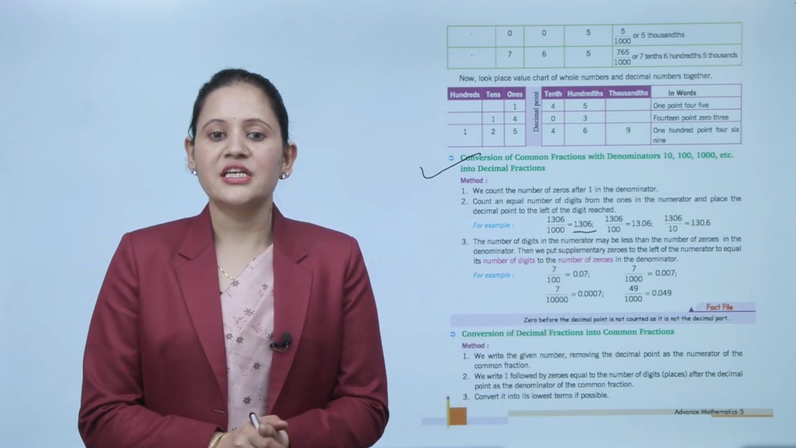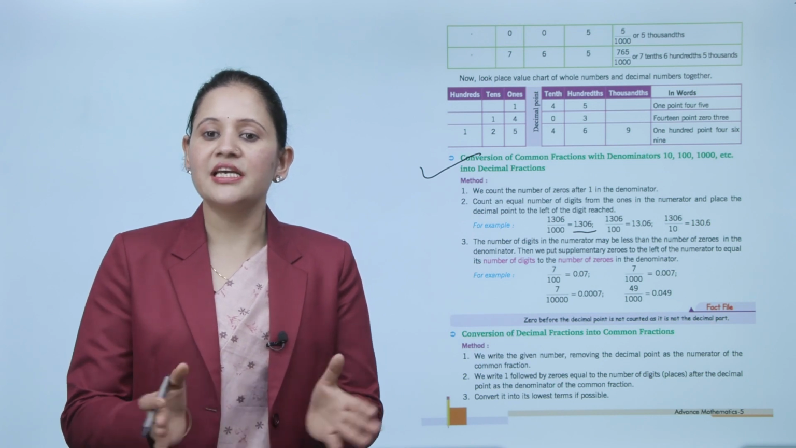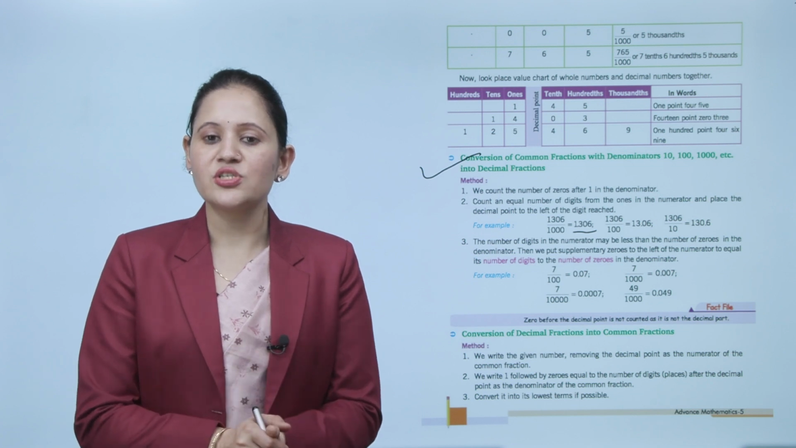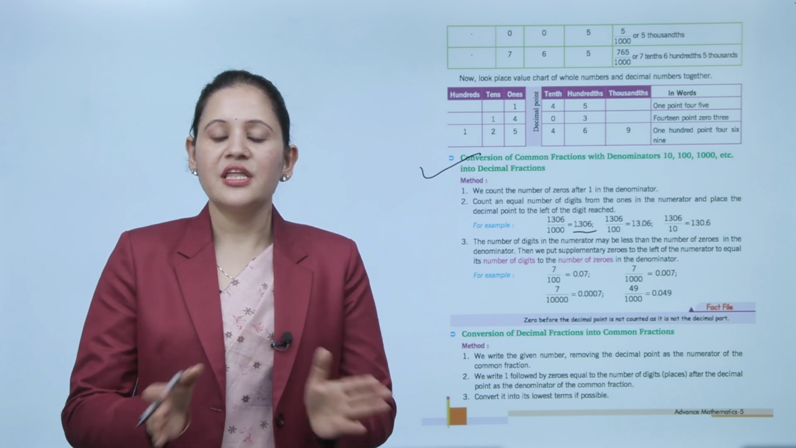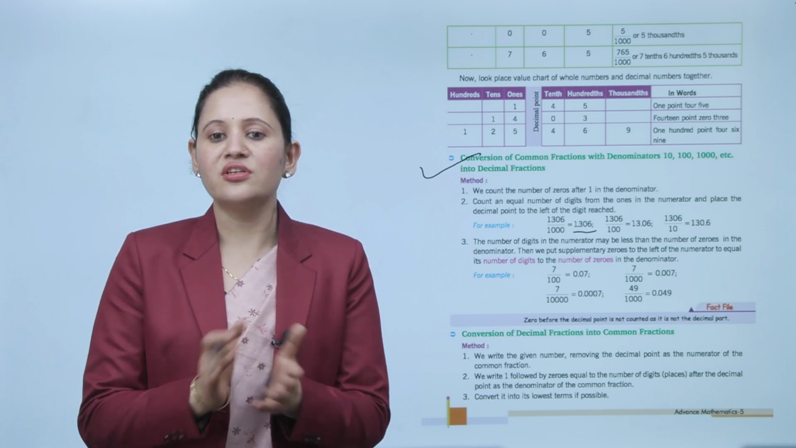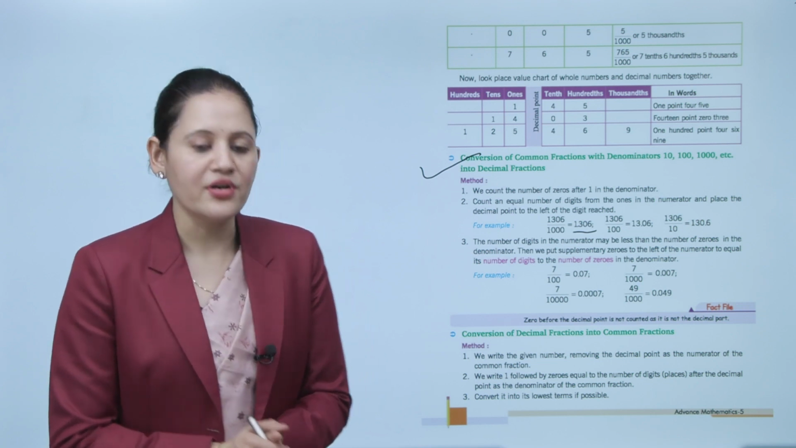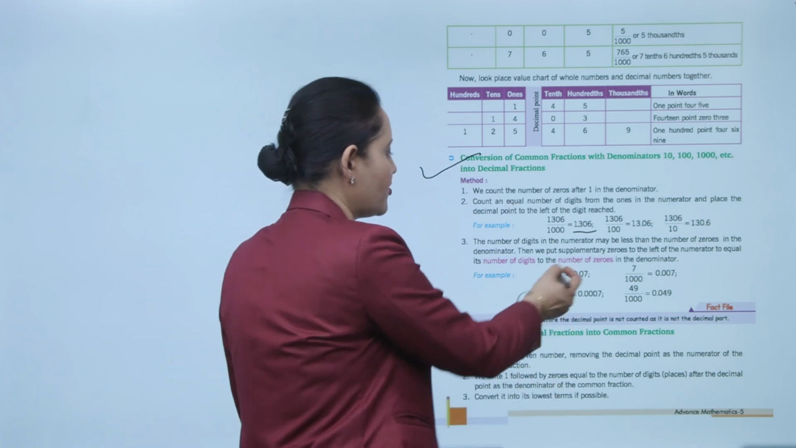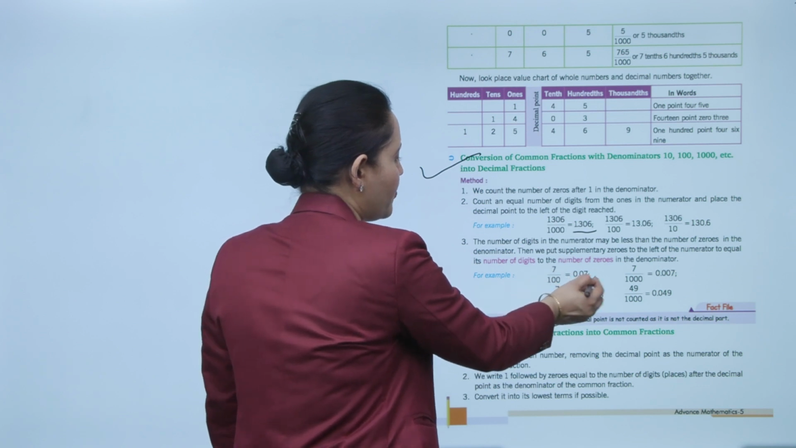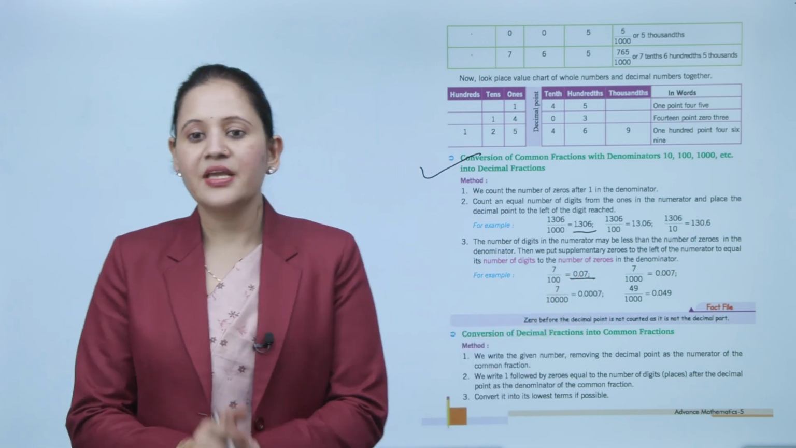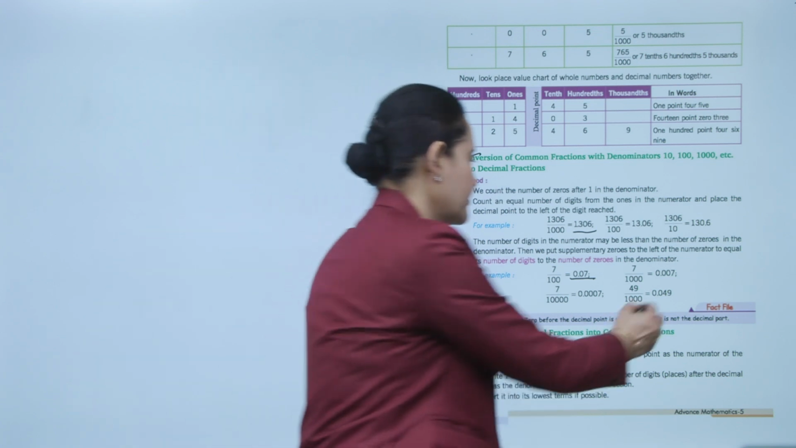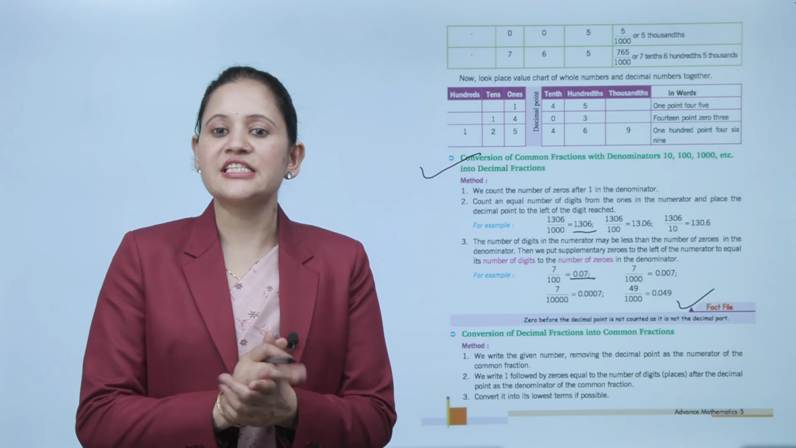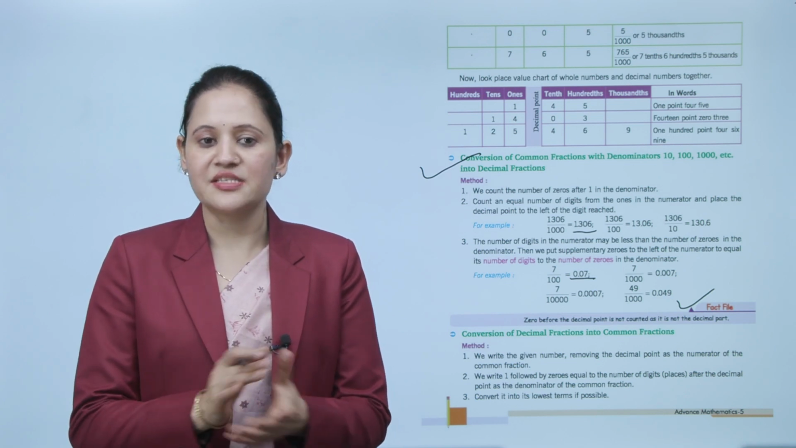The number of digits in the numerator may be less than the number of zeros in the denominator. Then we put supplementary zeros to the left of the numerator to make the number of digits equal to the number of zeros in the denominator, like 7 upon 100. There are 2 zeros, so here only one digit, so we will put a 0 first. So 0.07. Clear? Next is fact file. Zeros before the decimal point are not counted as they are not the decimal part.